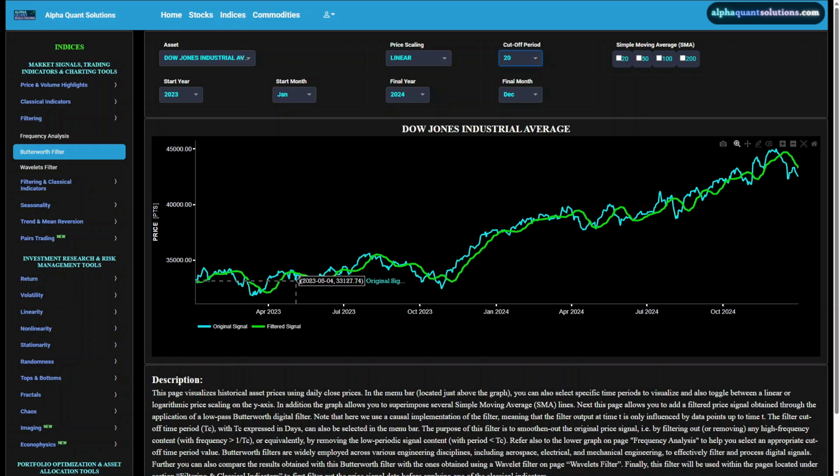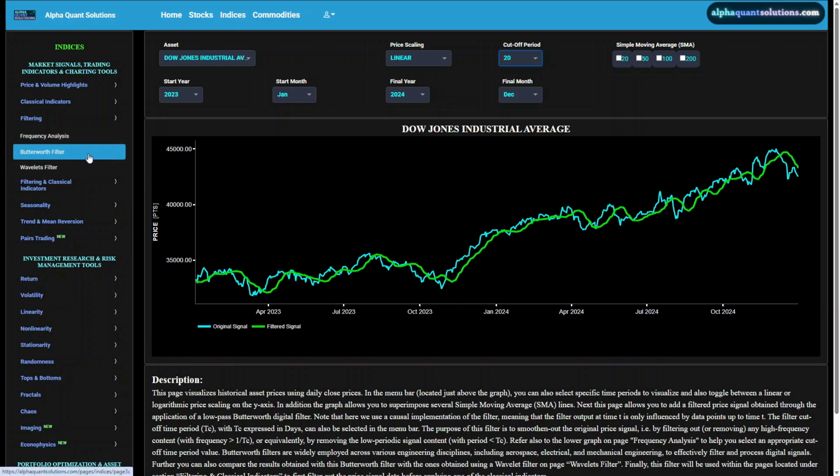You get a really nice smooth version of the original signal, but as we increase the period, we also increase the time lag. So this is something that needs to be considered when we use causal filters.